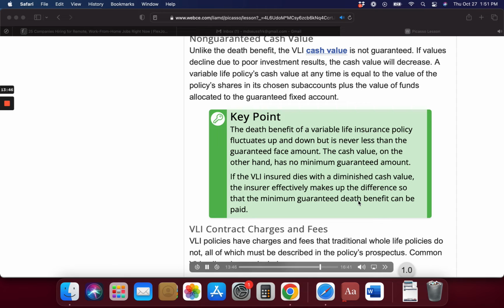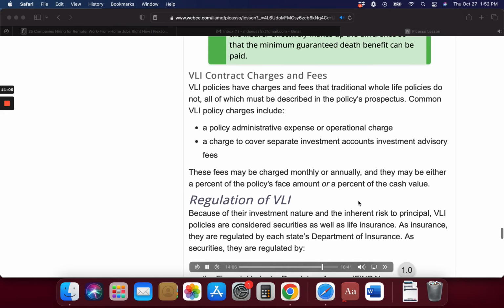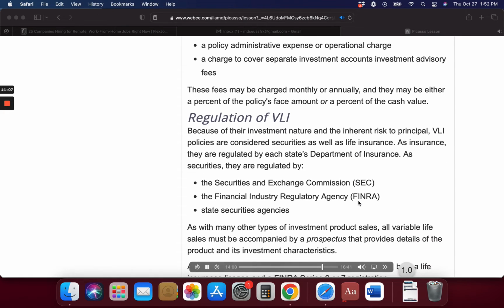VLI contract charges and fees. VLI policies have charges and fees that traditional whole life policies do not, all of which must be described in the policy's prospectus. Common VLI policy charges include a policy administrative expense or operational charge, and a charge to cover the separate investment accounts' investment advisory fees. These fees may be charged monthly or annually, and they may be either a percent of the policy's face amount or a percent of the cash value.